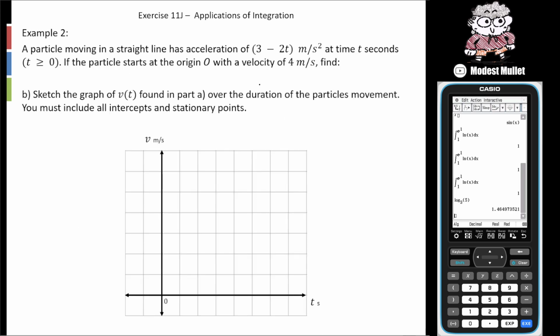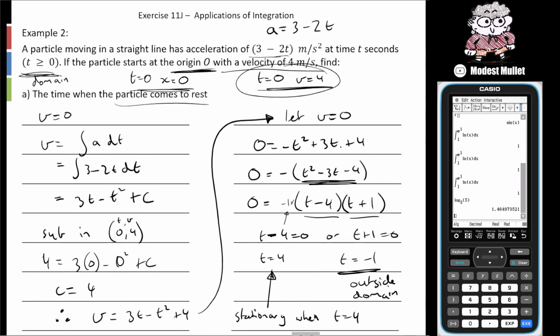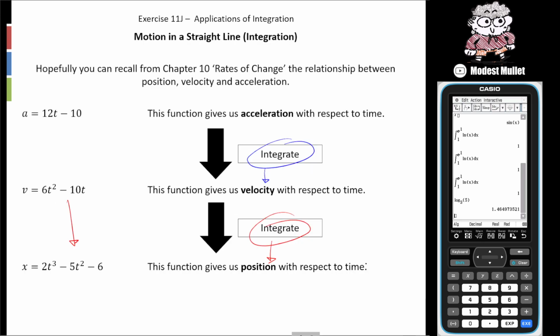So let's keep going. Sketch the graph of v of t, found in part A, over the duration of the particle's movement. You must include all intercepts and stationary points. Okay, so we had our domain, t must be greater than or equal to 0, and we figured out that velocity was equal to -t squared plus 3t plus 4. And we found the velocity was equal to 0 at 4 and -1. So we can interpret that.